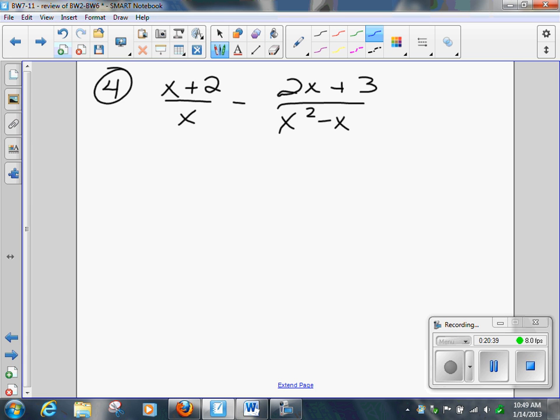Folks, this is not a difference of squares. X squared minus x. What's the first thing you factor out always? A GCF, which is x times x minus 1. It is not x times the quantity x minus x. What is x minus x?